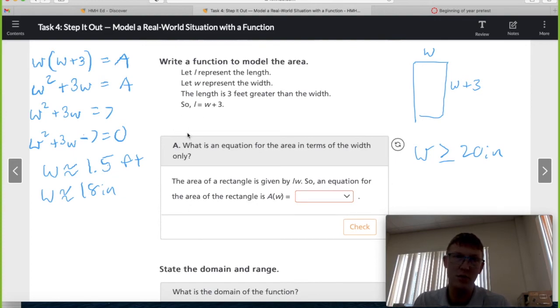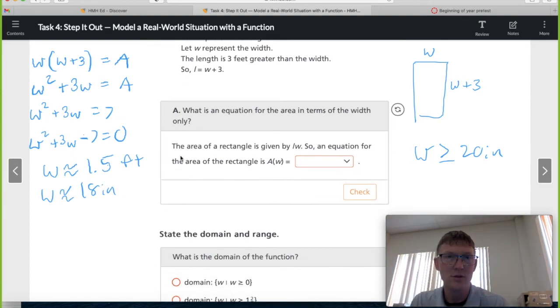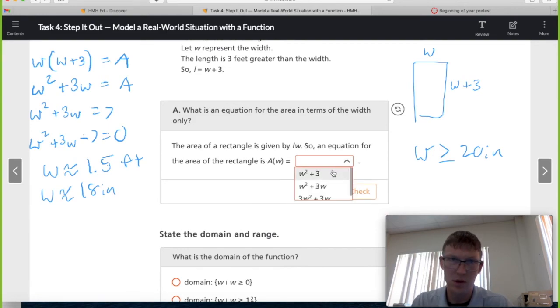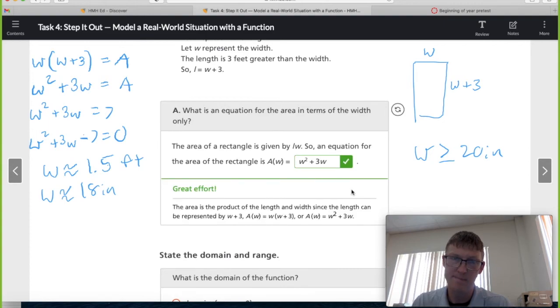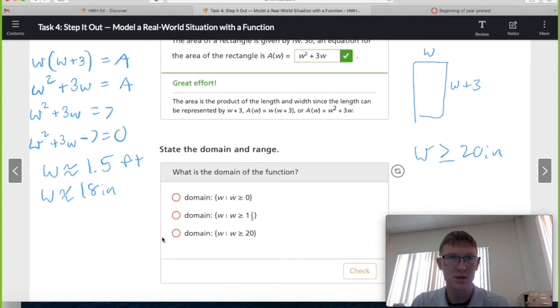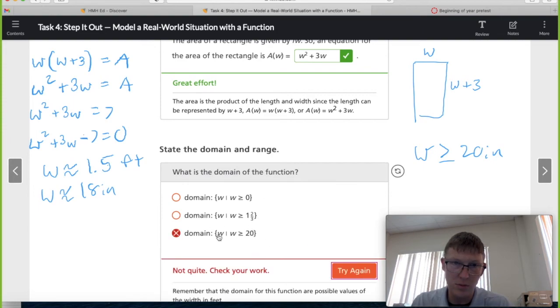So we basically just did everything. Now they're going to walk us through it all as well. The area of the rectangle is given by length times width. So we had that one. Yay, great effort. The domain was given to us, W such that W is greater than or equal to 20.